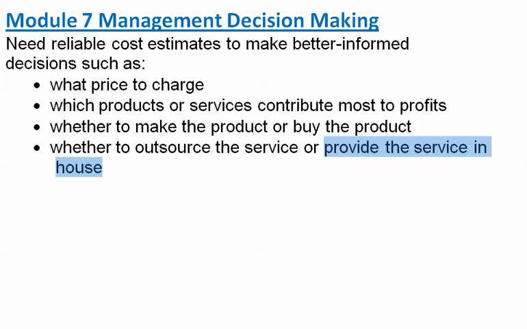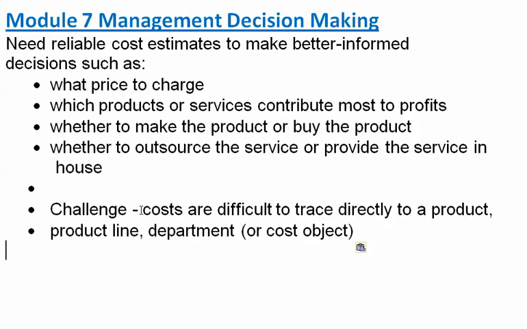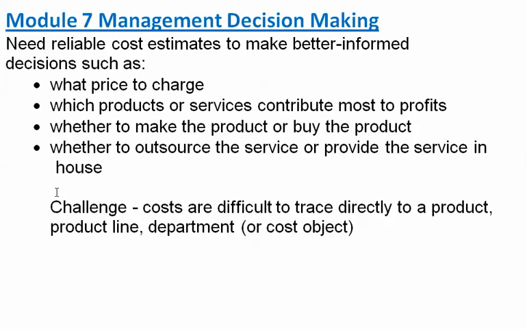So those are the decisions that we will be looking at and finding the ways that will help us to best determine the answer. It's a real challenge because it's not easy to come up with these costs because a lot of these costs are difficult to trace. It's hard to know exactly which product those costs should be allocated to, or which department, or which product line.